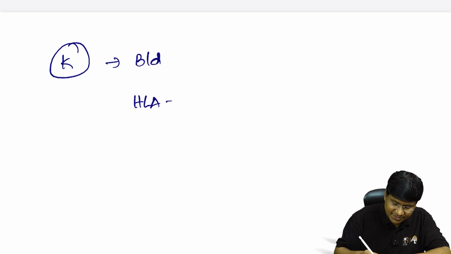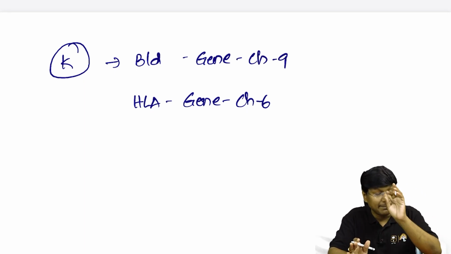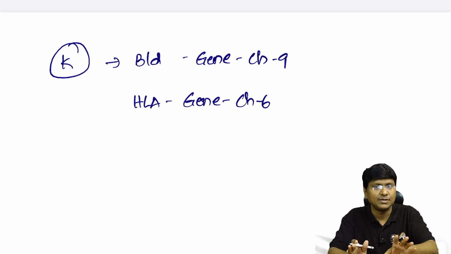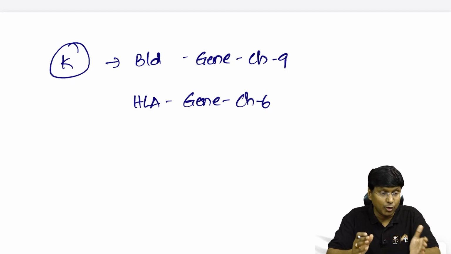The gene for HLA matching is present on chromosome 6, whereas the gene for blood grouping is present on chromosome 9. So these two are mandatory. You should definitely do these two in order to do the kidney transplantation, both in the donor as well as the recipient.